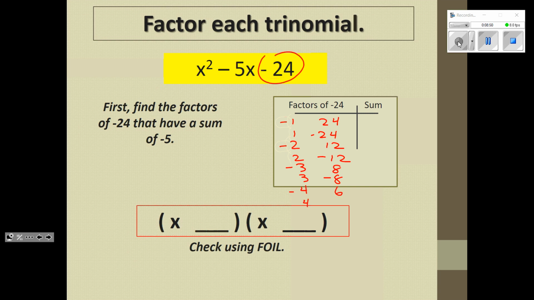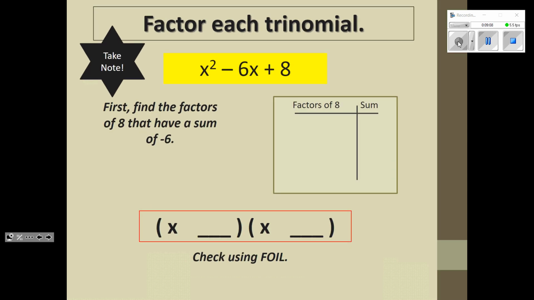But as you're going through these, remember you want it to add together to get a negative 5. As soon as you find one that gets a negative 5, which is right here when you add the 3 and the negative 8, then you know that you have your winner, what you're looking for to make your two binomials.